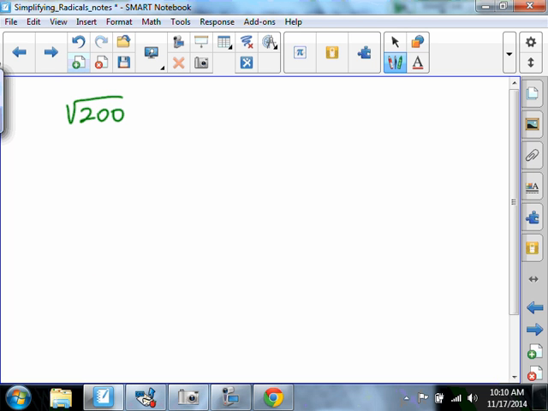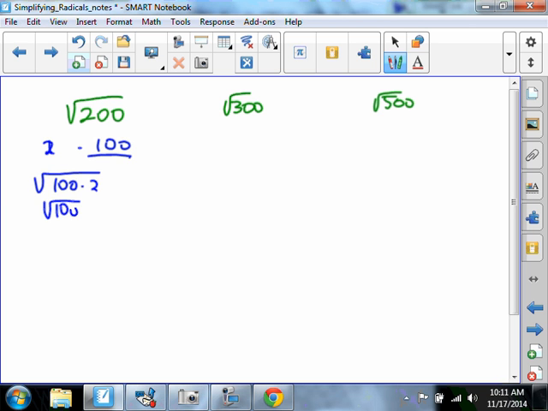Square root of 200, square root of 300, square root of 500. You ready? These are all real easy. 200 is going to be 2 times 100, right? So it's going to be the square root of 100 times 2. Square root of 100, square root of 2, so it's going to be 10 rad 2, right? Do we see a pattern here?